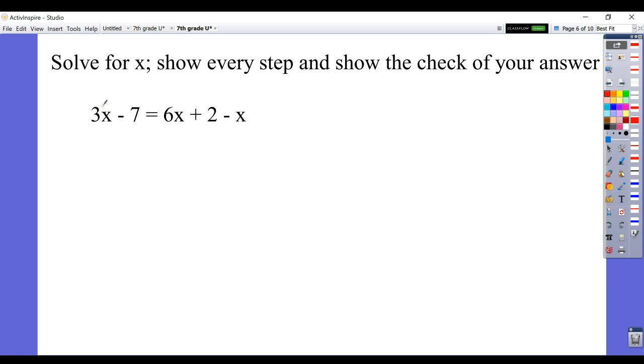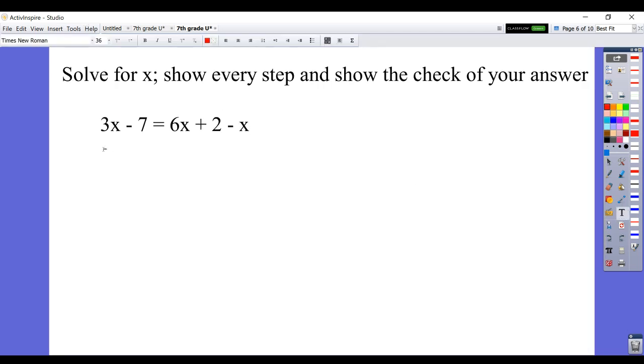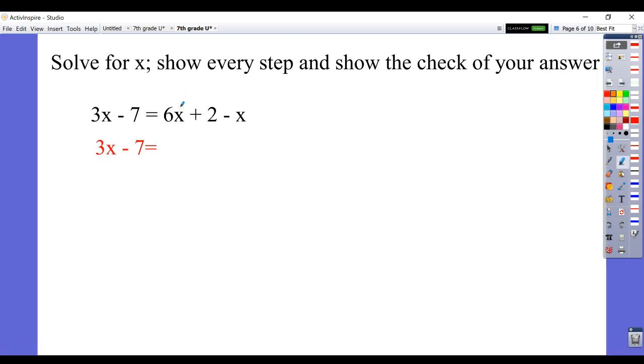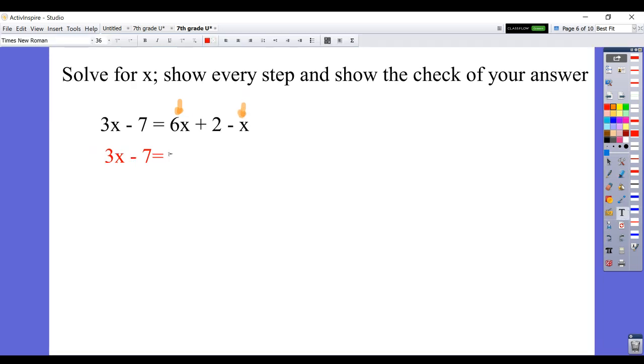All right. Another type, they want us to solve for x, show every step, and show the check of our answer. So the first thing we would do is combine any like terms that we could. So 3x minus 7 can't have anything combined. Those are not like terms. But on the other side of the equation, 6x and minus x can be combined. Those are alike. So 6x minus x would give us 5x.